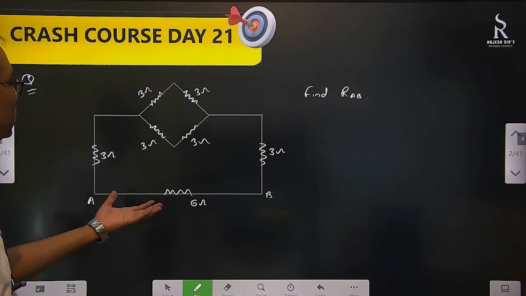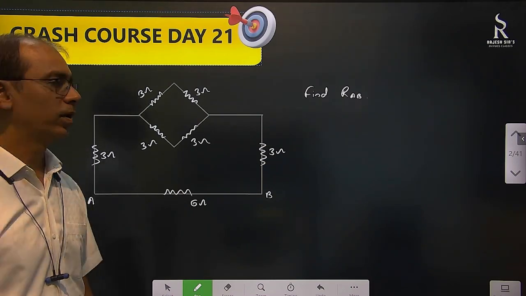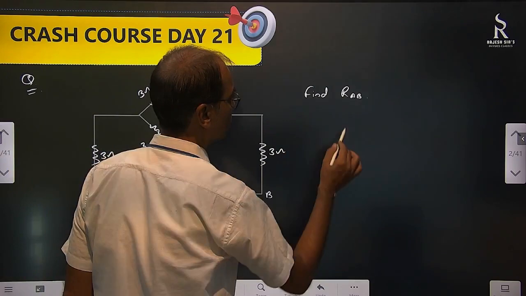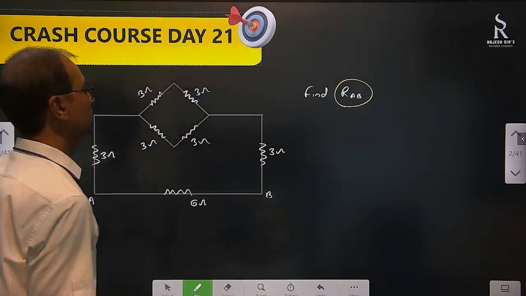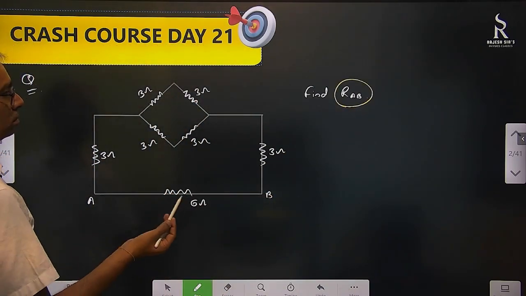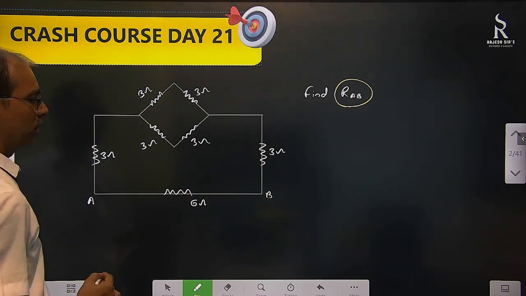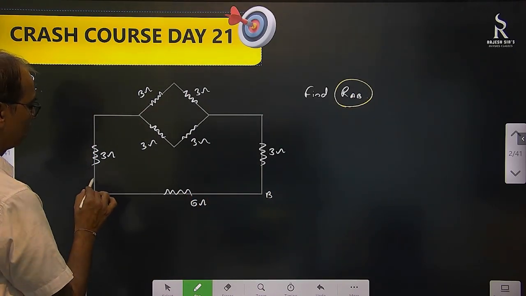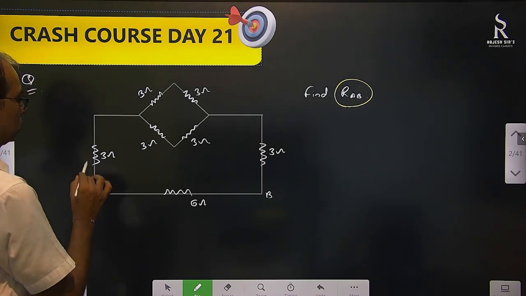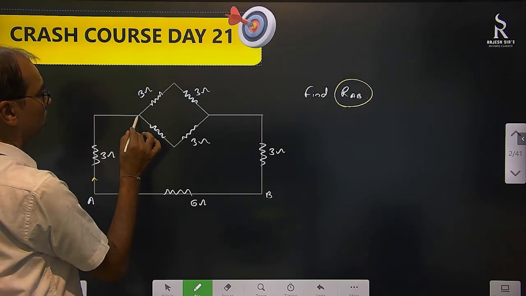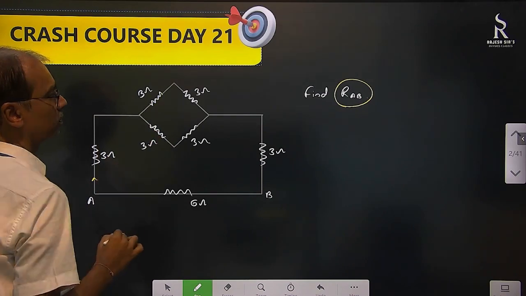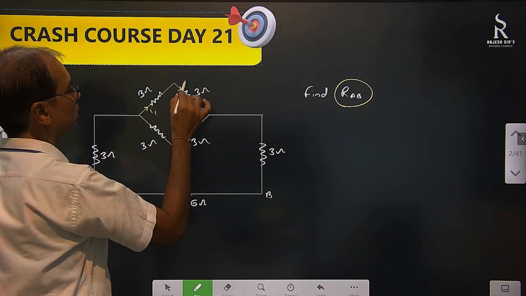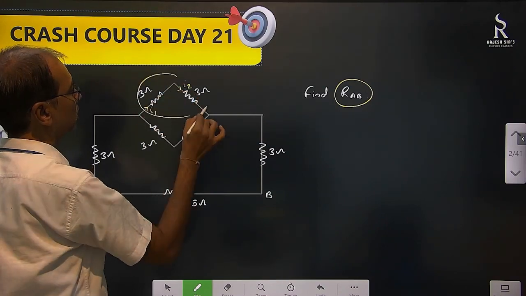See, this is a simple circuit and we have to find the resistance between A and B. This is A, this is B. Suppose current is moving like this, and here there is a junction where it gets split. Whatever current goes here, the same current goes through this, that means these two are in series.